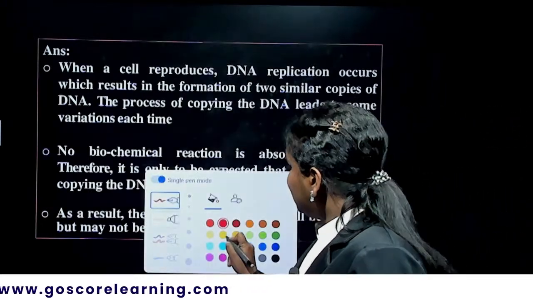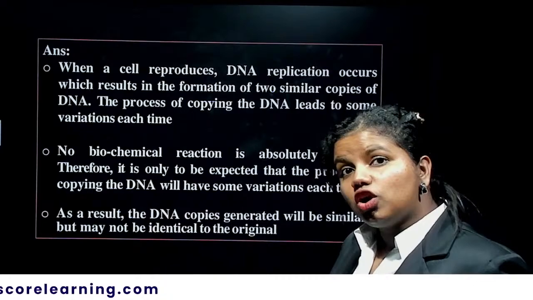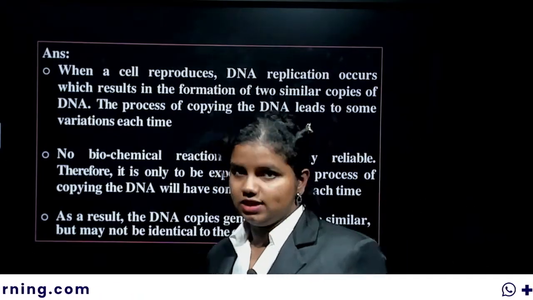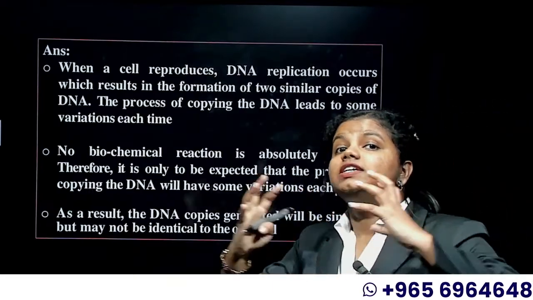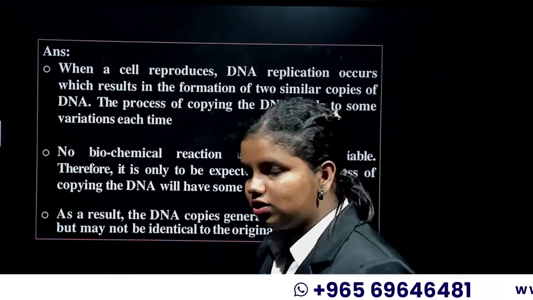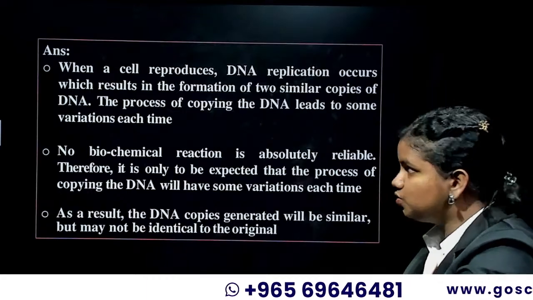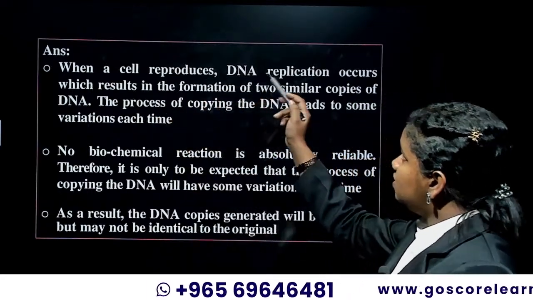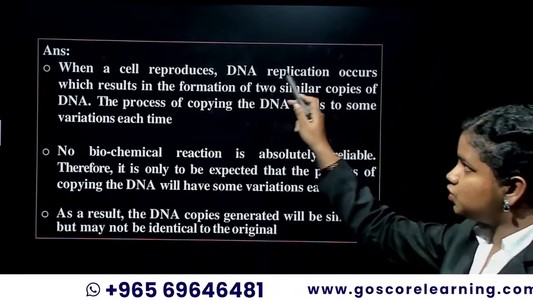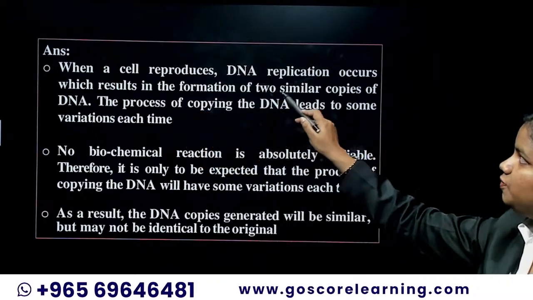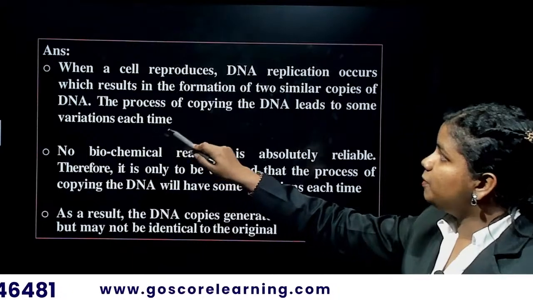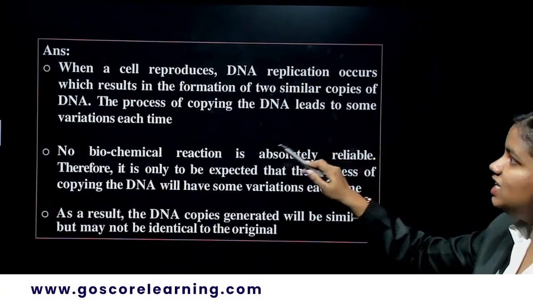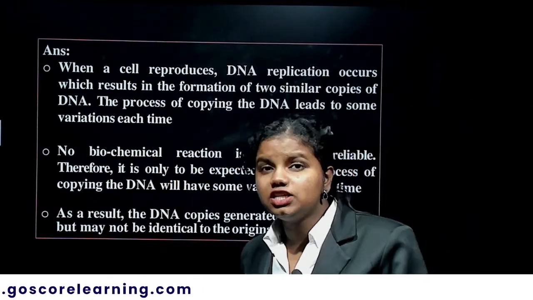Okay, so let's see how the DNA copies are not identical at times. The DNA copying mechanism may not be the same for all cells. When a cell reproduces, when a cell splits and becomes two daughter cells, just like I just drew a figure there, DNA replication occurs, which results in the formation of two similar copies of DNA. The process of copying the DNA leads to some variations each time.